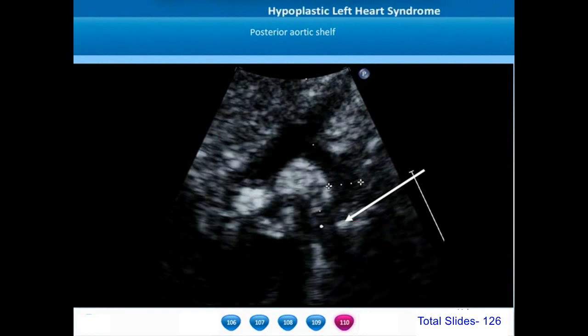However, the circulation to the brain, the arms, and the coronaries will only be maintained if there is an adequate sized isthmus and absence of a posterior aortic shelf. In the presence of a significant posterior aortic shelf, there will be a retrograde coarctation and an underperfusion of the arms, brain, and the heart through the carotid and cerebral circulation.